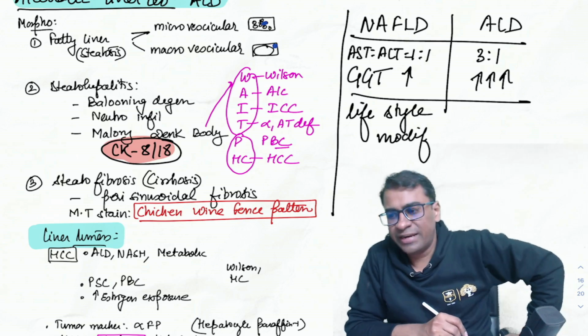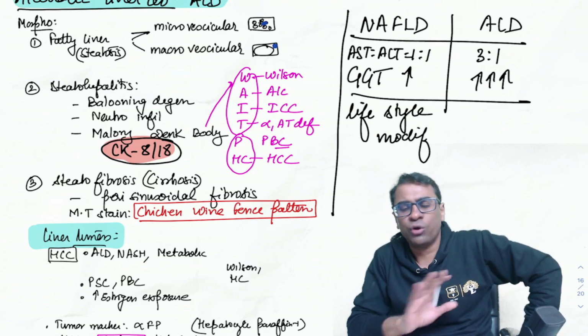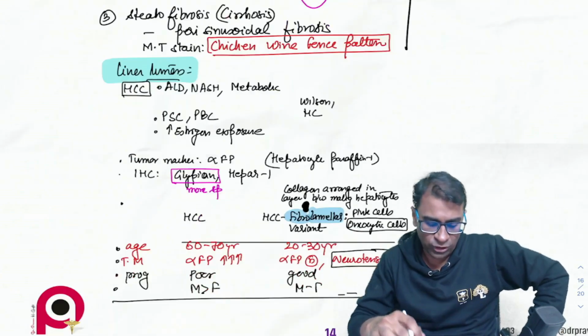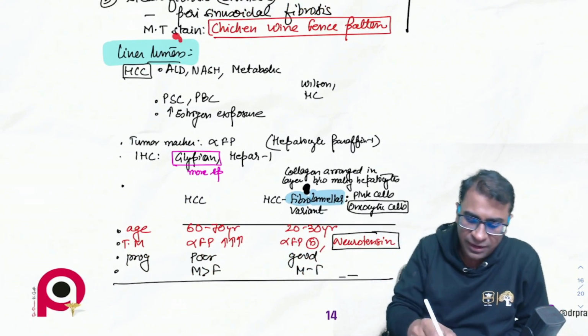Cirrhosis is not reversible. It can be partially reversible, but it's almost not reversible. You can say it's partially reversible, not completely reversible. Next, we move to the liver tumors.